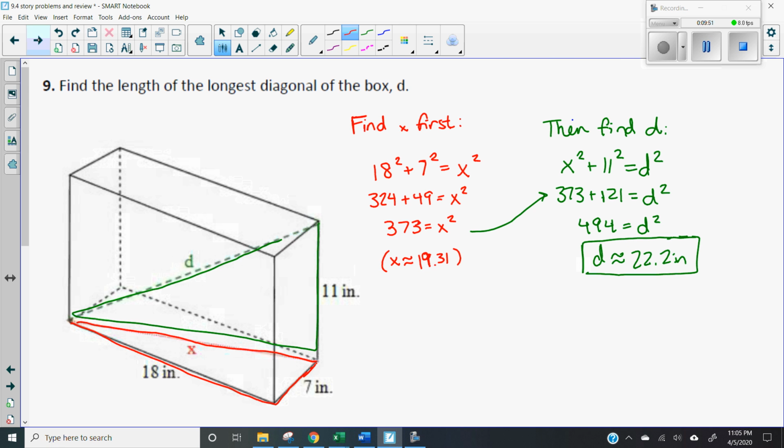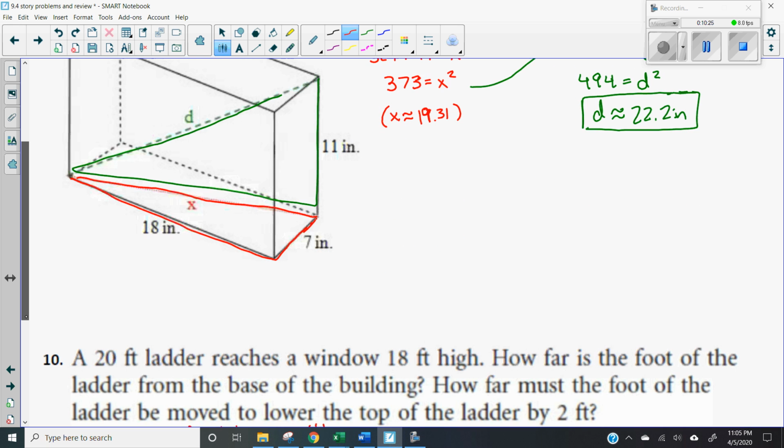Okay, diagonal in a box. You can follow my notes there. We have to find x first with the triangle lying on the bottom. It's about 19.3. Remember, we don't actually care about that number because right away in the next step, you're going to use x squared. So working with this triangle now that's floating in the middle of the box, we're going to work with x squared. So that I just plugged 373 right into that. Okay, we end up getting 22.2 for that one. Go ahead and work through your steps there. And if your numbers are slightly different than mine, it may just be a rounding issue, and that's okay.